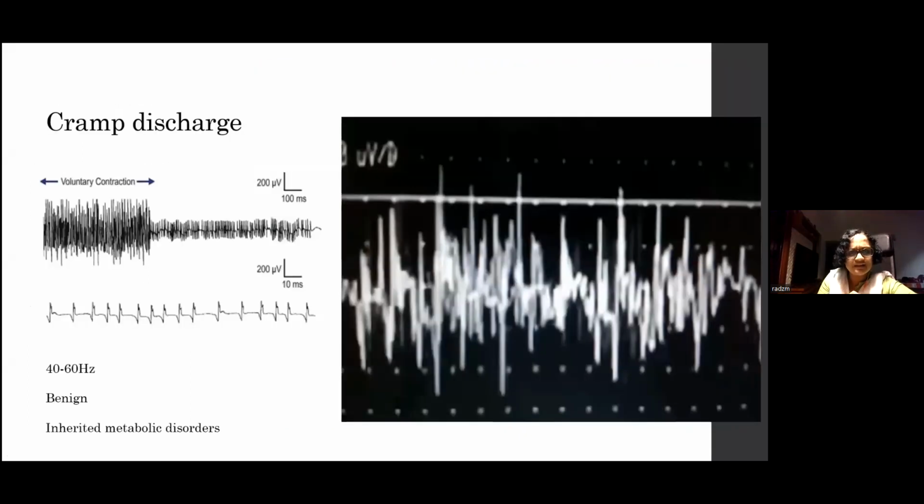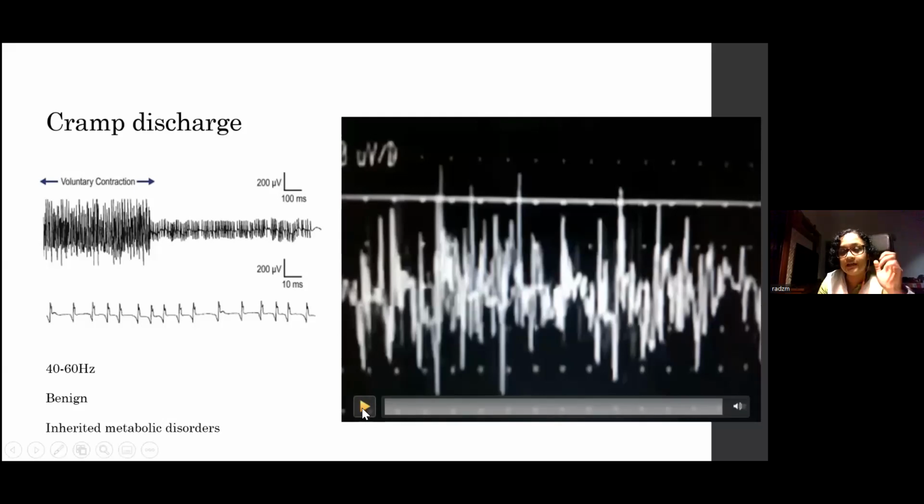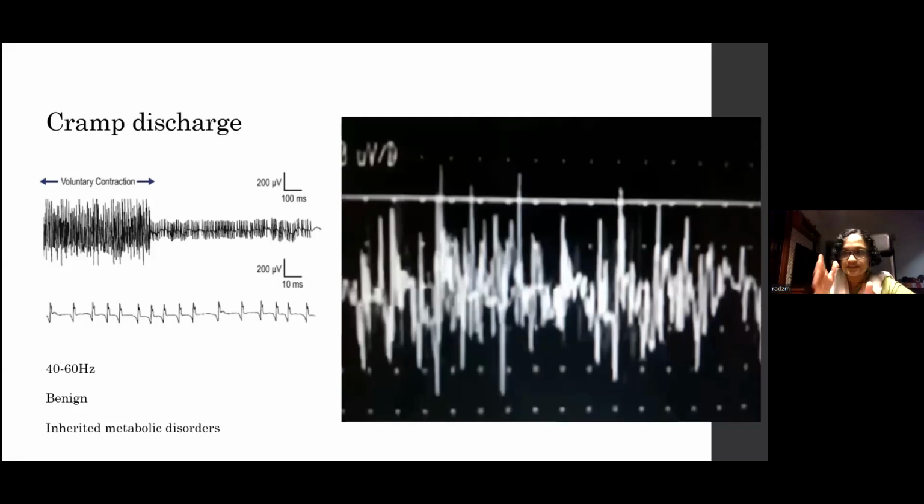Cramp discharges: very rarely do you actually get to record a cramp discharge in the lab, but this is the traditional teaching. You have voluntary contraction first, and then when the patient stops contracting their muscle, you see this constant, same potential coming through, and that's when the patient experiences a cramp. It's usually benign in most cases, but you can also see it in inherited metabolic disorders like glycogen storage disorders and lipid storage disorders. In this video, first you're going to hear the voluntary contraction of the patient. Then that big noise ends, and you see the potentials coming through, which is a cramp.